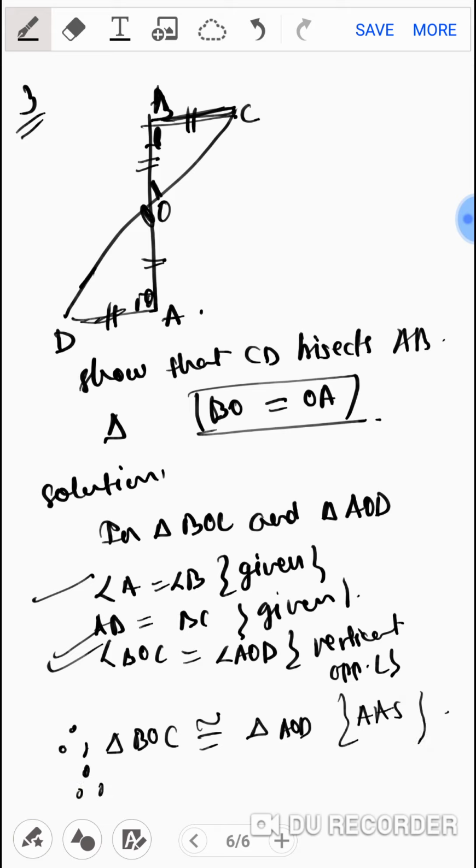And therefore once you got two triangles congruent, you can use that congruency for proving your other things, like BO is equal to OA. You can write by CPCT. Once the triangles are congruent, you can prove the other things by using the term CPCT, that is congruent parts of congruent triangles. Clear?